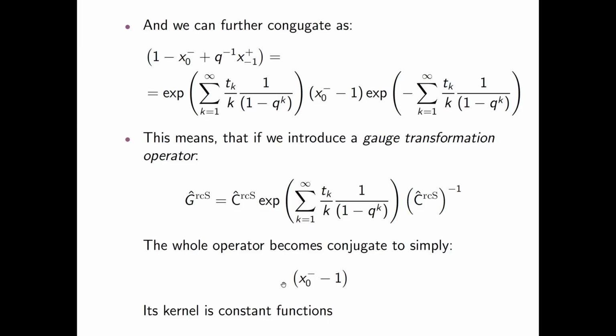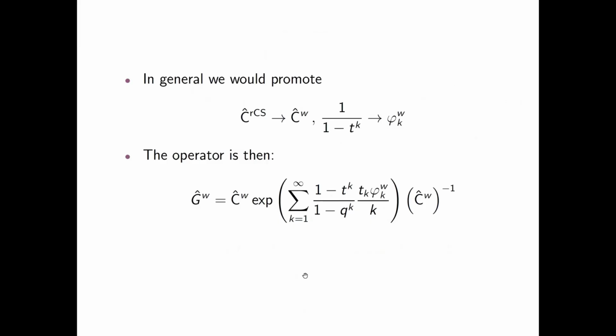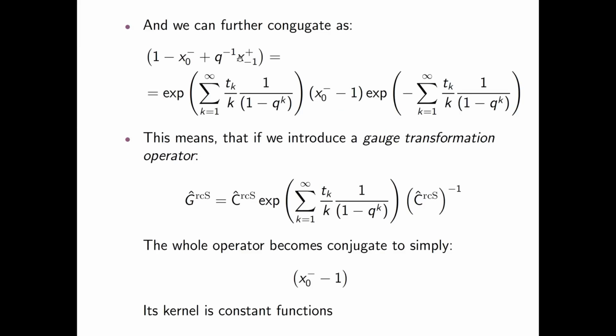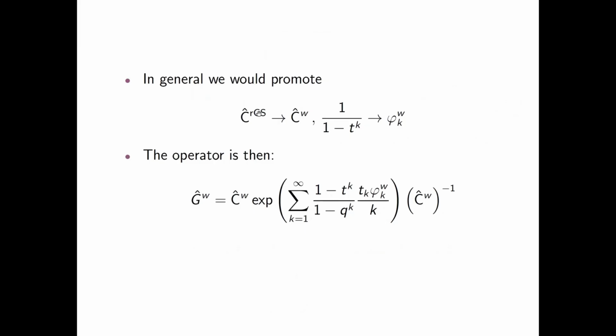Well, and since we know this spectrum of x0 minus, we immediately understand that the only kernel of this guy is just the constant function again. And then we can promote everything. I explained this in this explicit example of Chern-Simons theory, but we can promote everything to a more generic case: a generic C hat operator and a generic point of evaluation. This is going to be the Gaussian transformation operator.